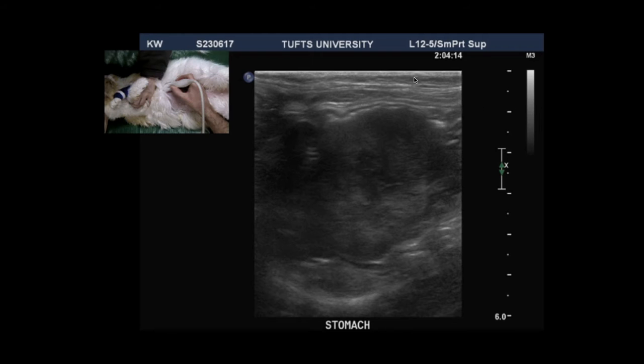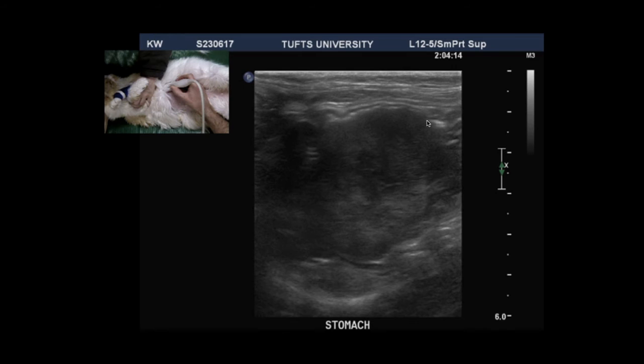Just to orient you, the top part of the screen is ventral, and the bottom part of the screen is dorsal. We can see in the upper left-hand corner a video clip of the ultrasonographer's hand moving to better orient you as the video is going along on how they're getting the images. You can see the little stripe here corresponds to the P here, so this is cranial and this is caudal. The video is going to start on the gastric mass here, which is large, inhomogeneous, and primarily hypoechoic.